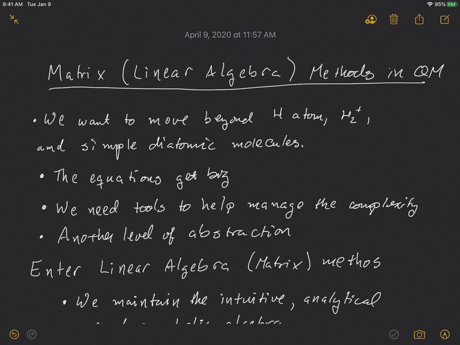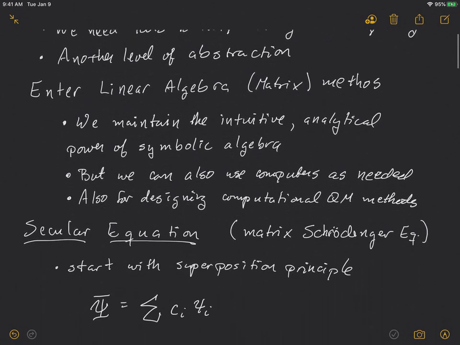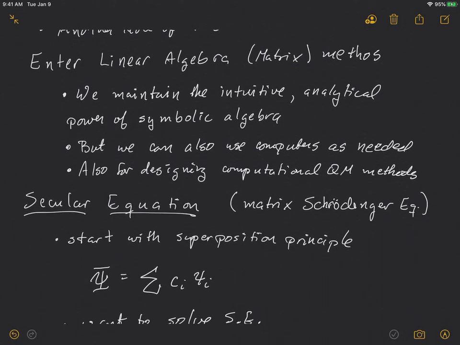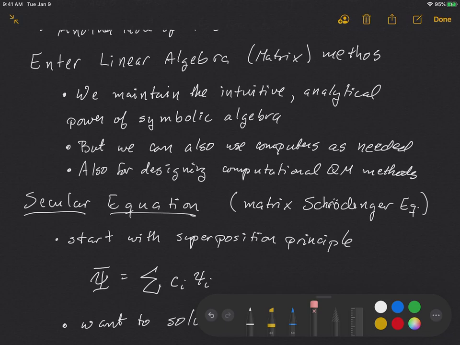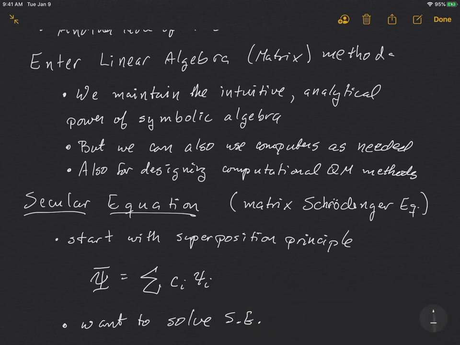So we're going to use linear algebra or matrix methods to look at all these systems. And the advantage of this approach is that, by adding this additional level of abstraction, we still maintain a lot of the features of the symbolic algebraic and calculus based approach that we've been using so far.